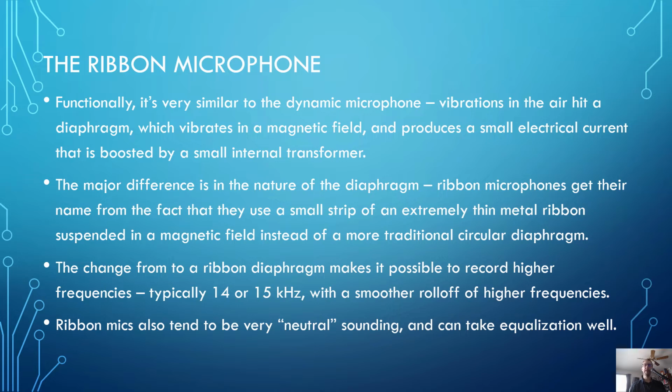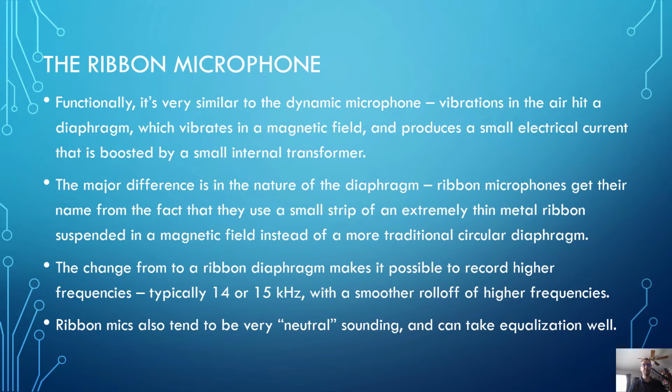The ribbon mic is functionally very similar to the dynamic. Vibrations in the air hit a diaphragm, which vibrates inside of a magnetic field and produces a small electrical current that's boosted by a small internal transformer. However, the big difference is the nature of the diaphragm. Ribbon mics are called ribbon mics because they use a small strip of an extremely thin piece of metal as a ribbon suspended in a magnetic field instead of the more traditional circular design that you would find on a dynamic mic.